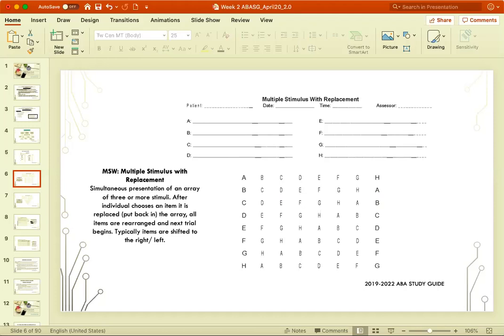Jenna said, what happens if you have a client who engages in problem behavior when it's taken away? What happens if you ask them to select what they want, and you're like, oh wow, you do like the Play-Doh? That's awesome. And then you take it away from them, put it back in, and tell them to make another choice, right? They might be like, well, I just told you what I wanted. That might evoke problem behavior. So that's a consideration for MSWO.